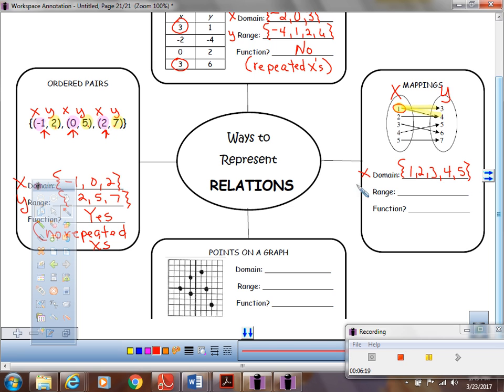And then your range are your Y numbers. So what are your range numbers? 3, 4, 5, 6, 7. And then we already said, no, it's not a function because of what I highlighted here. Repeated X's right there. So repeated X's.